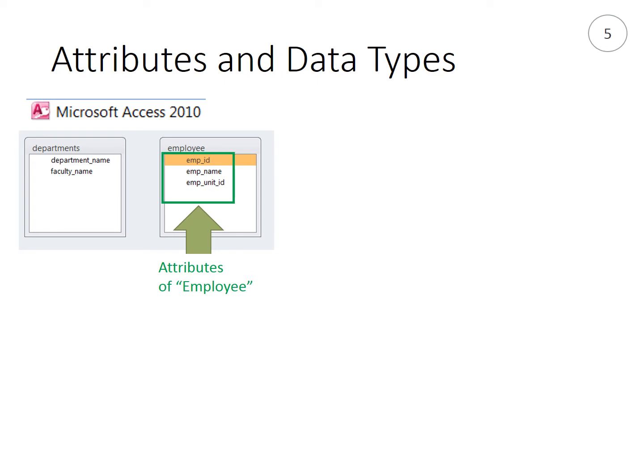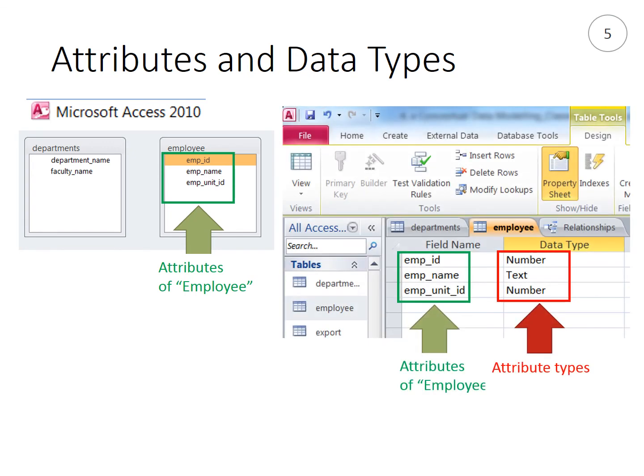In Microsoft Access, you will find the attributes when you look at the description of the different tables that you have in your database. And if you open the Design tab for a particular table, then you will see a list of attributes, called fields in Microsoft Access, and then for each of those fields or attributes you find the data type. So you see here that employee ID is of data type number, that employee name is of data type text, and that employee unit ID is of type number.